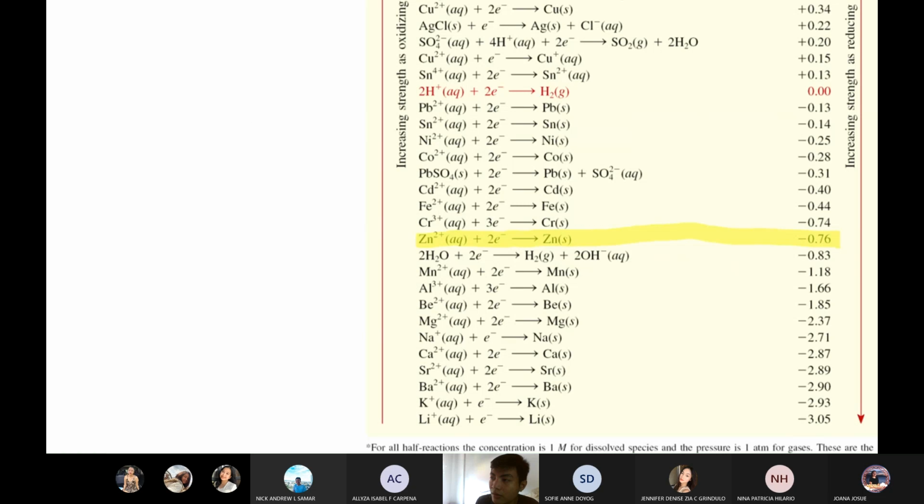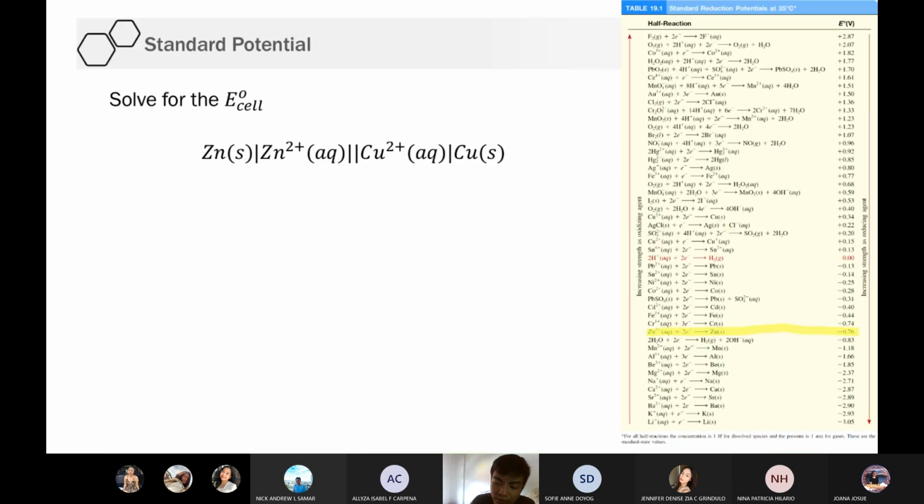Ayan, so yan yung sa zinc, no? Ang E cell niya ay negative 0.76. Sulat natin yan. So this is the anode. Ang E anode is negative 0.76 volts.